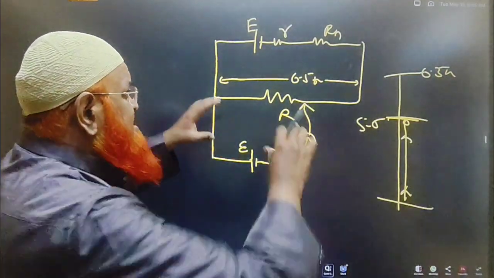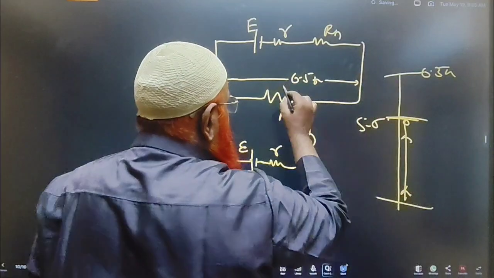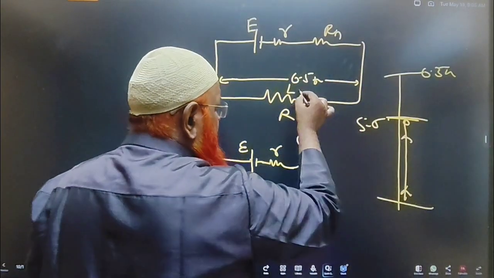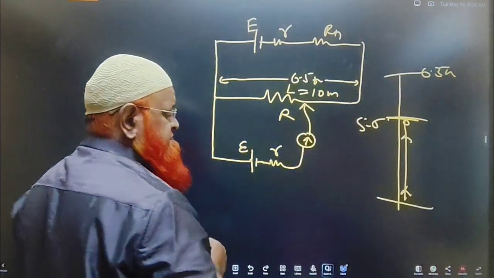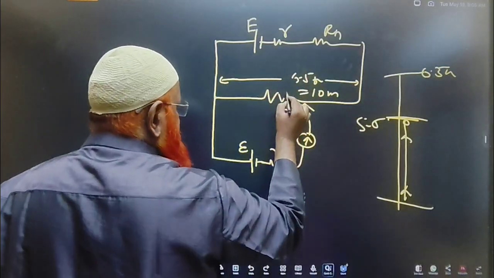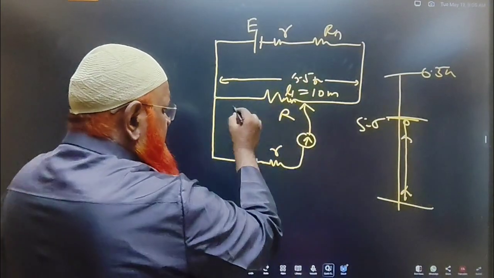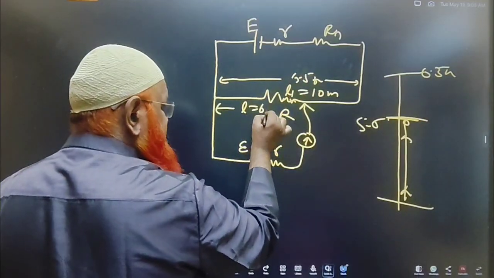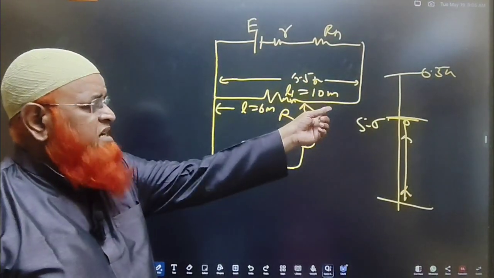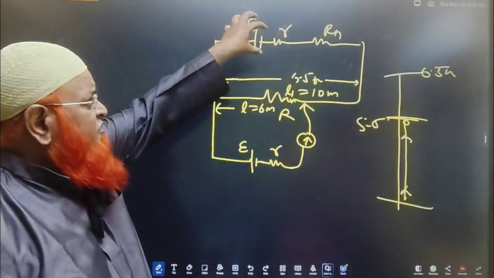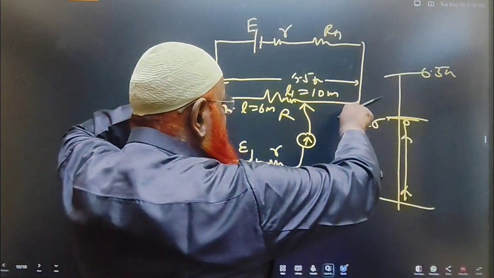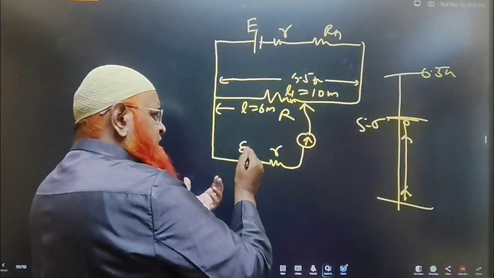That EMF is along with the total length of this wire, which is taken as 10 meters. Let us take that length as L1. The EMF of this battery, which is connected here, is showing a length of 6 meters. The total length of the wire is 10 meters. What does it mean? The EMF of the cell is distributed among 10 meters. The extra cell is what you have to find out.